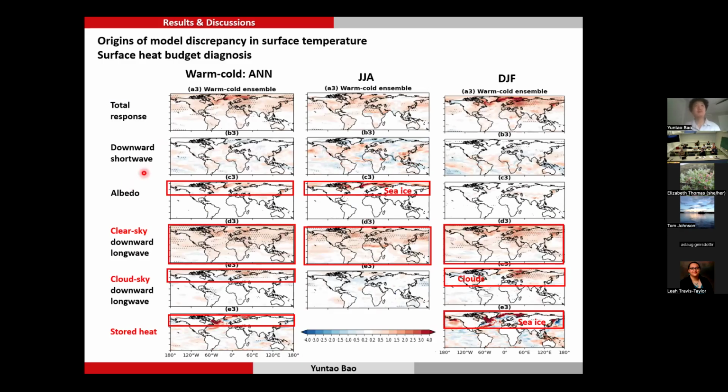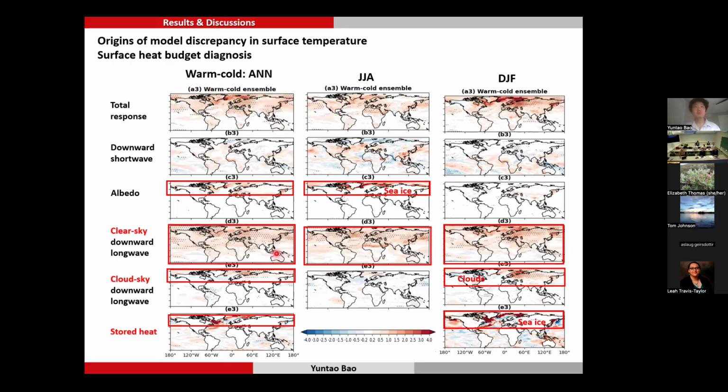So here, this is the result of the decomposition. Again, we first look at the total response. This map shows the annual mean difference between the mid-Holocene and PI, and also the difference between the warm and cold model ensembles. Again, we see the warm and cold model difference, a large discrepancy, mainly from the mid-high Northern Hemisphere region. So which process contributed to this difference?